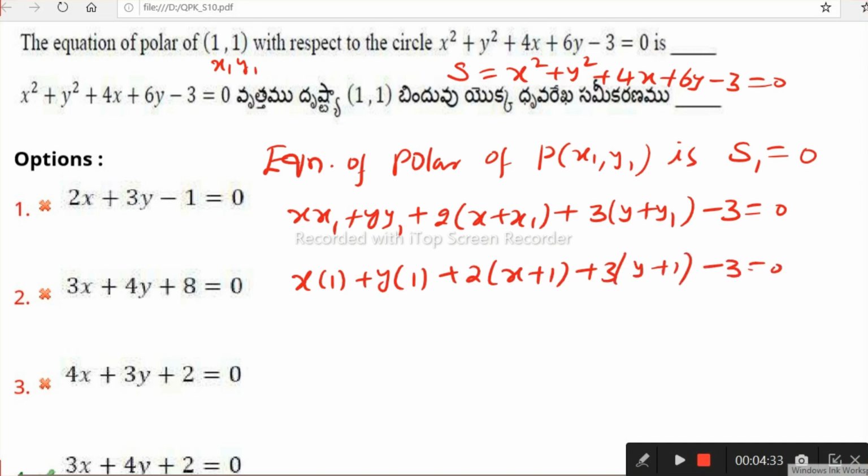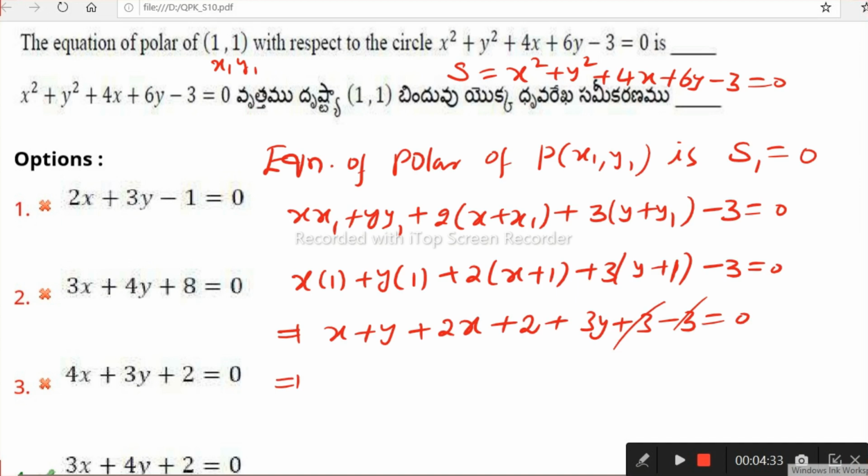Okay, now simplifying further, you get x plus y plus 2x plus 2 plus 3y plus 3 minus 3 equals 0. So plus 3 minus 3 cancel here. x plus 2x is 3x, y plus 3y is 4y, and only the constant 2 remains. This is 3x plus 4y plus 2 is equal to 0. It is only our required polar equation.